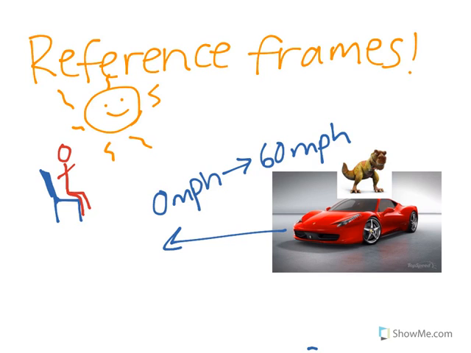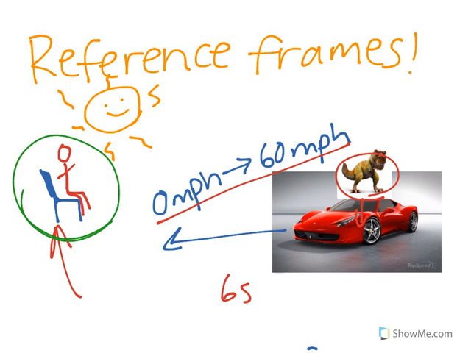Of course, we can't forget reference frames. Let's say we've got our buddy resting here on a park bench, and we've got a T-Rex sitting on a Ferrari, which is accelerating from 0 to 60 in 6 seconds. Which reference frame do you think is best? If you picked this guy's reference frame, you're in good shape. His reference frame is inertial because he's not undergoing any acceleration. The Ferrari's reference frame is non-inertial, so we don't like it.